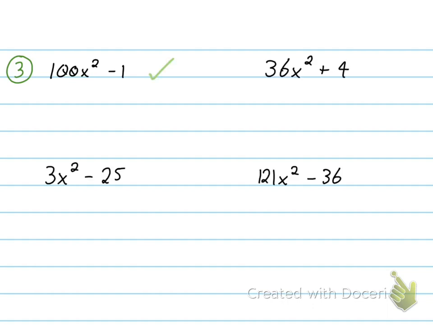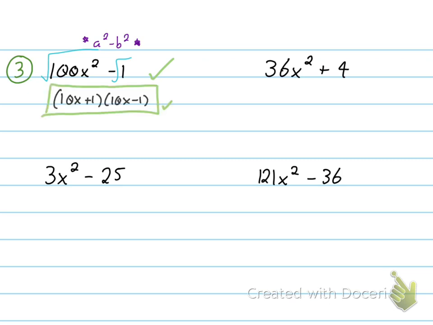Now, in our last example, we're going to look at four different equations to factor. We're going to see if we can easily factor by a difference of perfect squares. In example number 1, I can use the difference of perfect squares because 100's a perfect square, 1's a perfect square, and they're being subtracted. So I'm going to square root both. The square root of 100 is 10, the square root of x squared is x, and the square root of 1 is 1. So my answer would be 10x plus 1 times 10x minus 1.